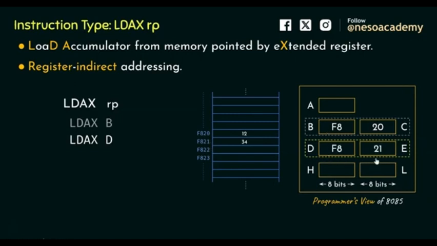Now once this is done, this will mean that the D register pair is now pointing to this particular memory location. Now if the microprocessor executes the instruction LDAX D, the value within the memory location F821, that is 34, will then be loaded inside the accumulator register. So this is how these two instructions will work.